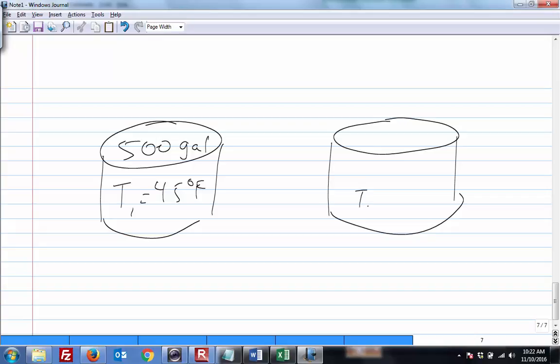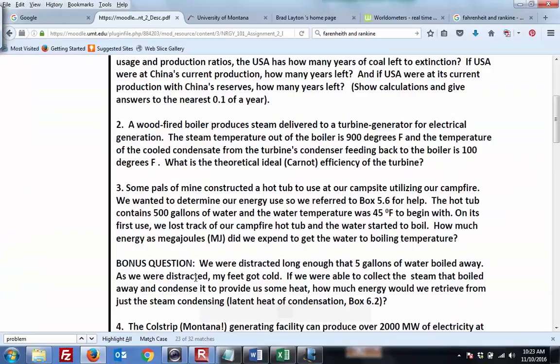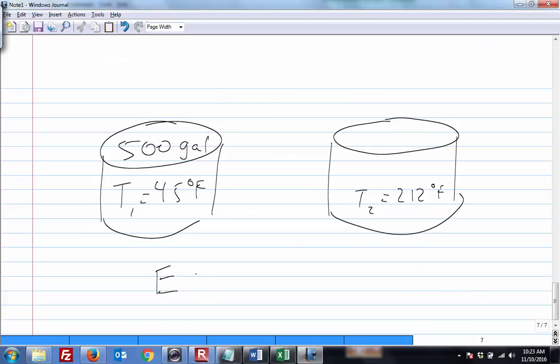T2 equals 212. So the equation we're going to use here is energy. So I think that's what the question asked for. How much energy? Energy equals C sub P.